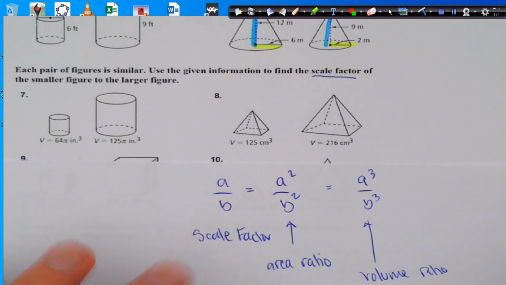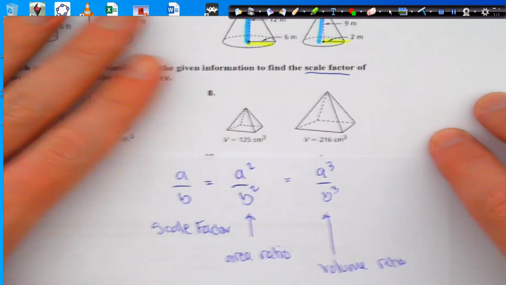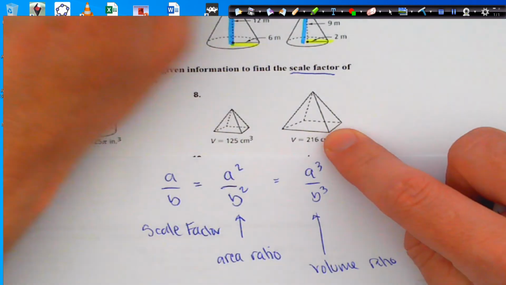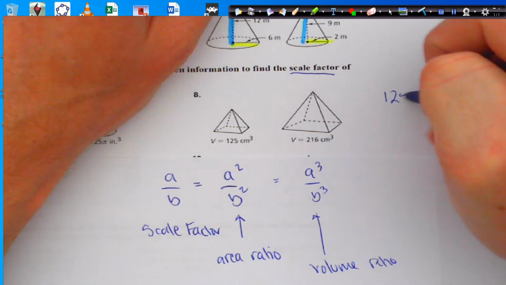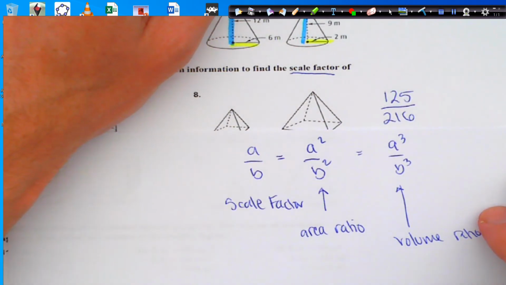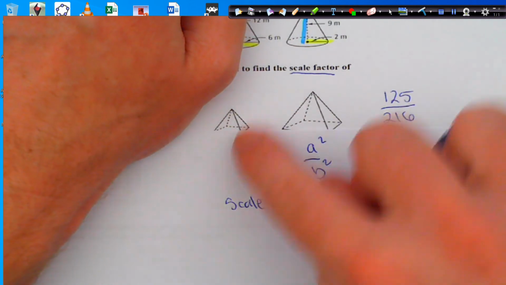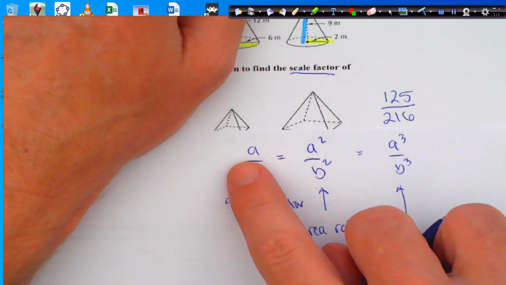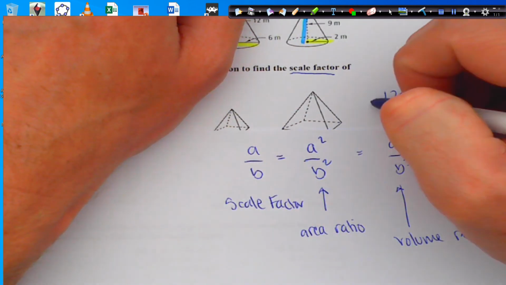Okay? And so to do that, what we're going to do is take these. It doesn't matter what order, so I'm going to do 125 over 216. So right now that's in my a cubed to b cubed, and I need to go all the way back here. So how do I go from a cubed to a? Well, I'm going to cube root that. So we cube root it.